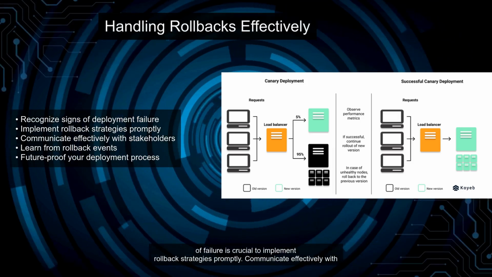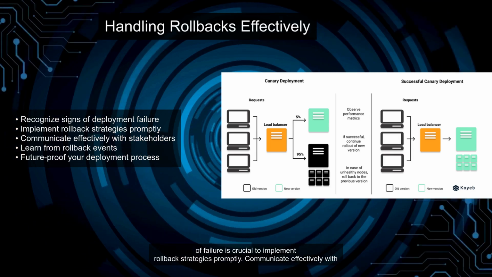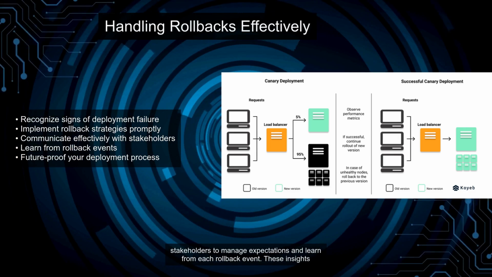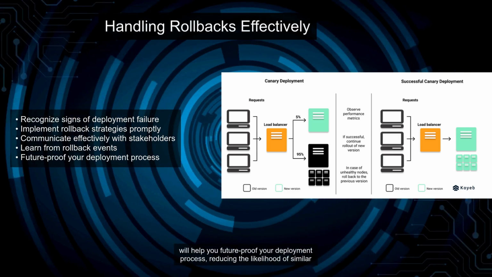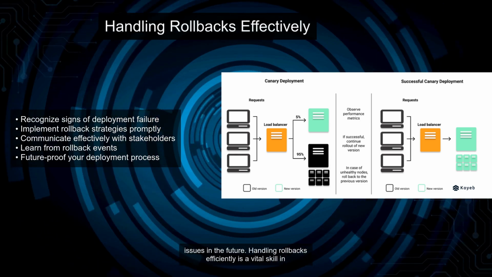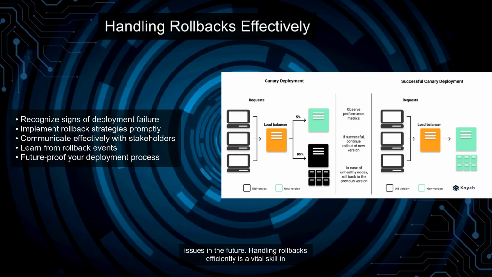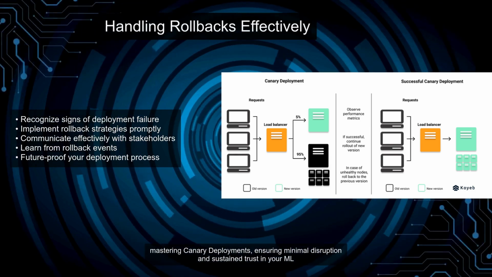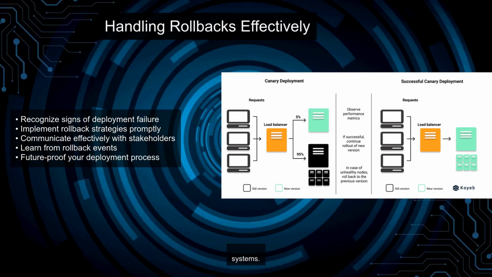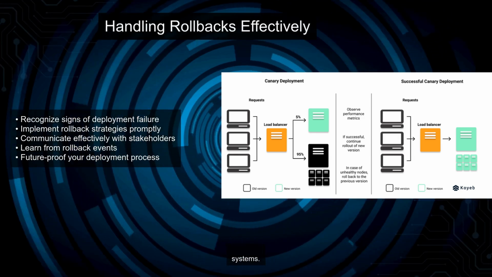Even with the best planning, deployments can encounter issues. Recognizing early signs of failure is crucial to implement rollback strategies promptly. Communicate effectively with stakeholders to manage expectations and learn from each rollback event. These insights will help you future-proof your deployment process, reducing the likelihood of similar issues in the future. Handling rollbacks efficiently is a vital skill in mastering Canary deployments, ensuring minimal disruption and sustained trust in your ML systems.